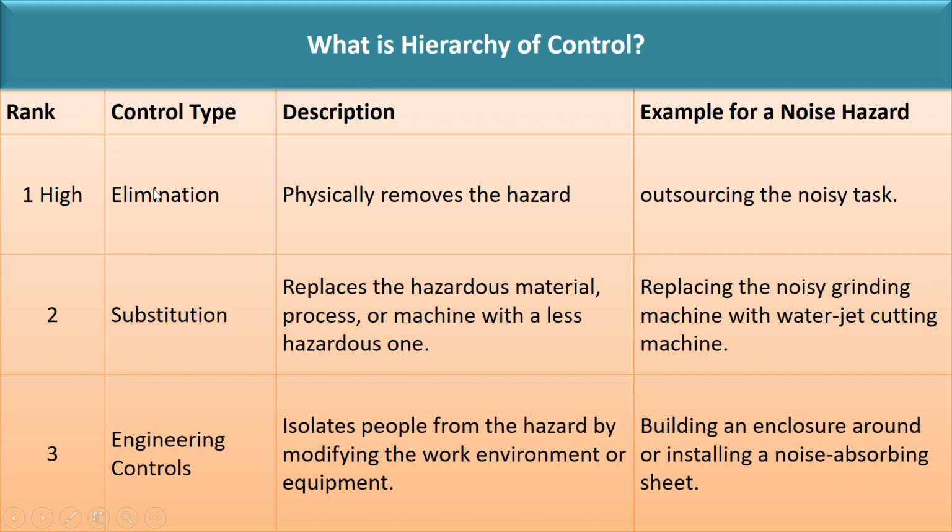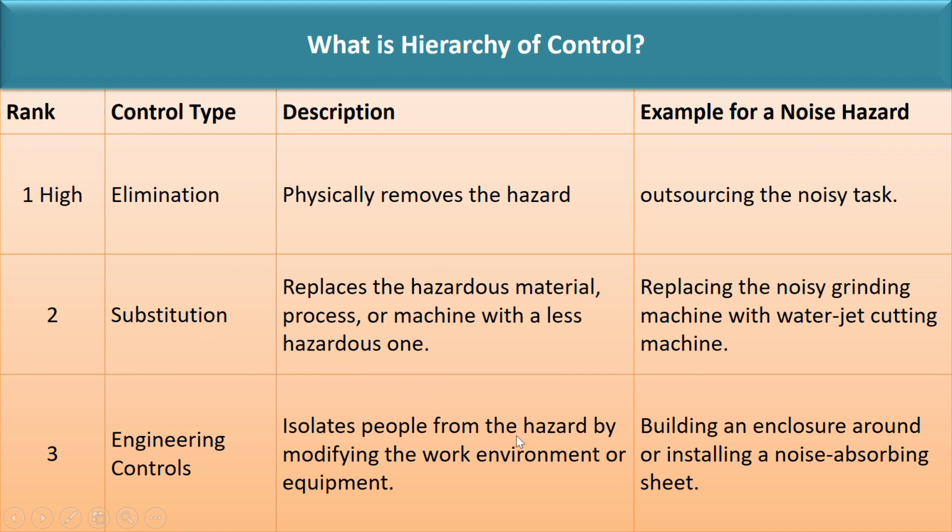Ranking: elimination, the first one, is the highest. Description: physically remove the hazard. Examples: let's apply this for the noise hazard in a workplace. Outsource the noisy task, give this to a contractor. Then substitution: replace the hazardous material, process or machine with the least hazardous one. Like if we have a grinding machine, change it with a water jet cutting machine, so the noise will be controlled.